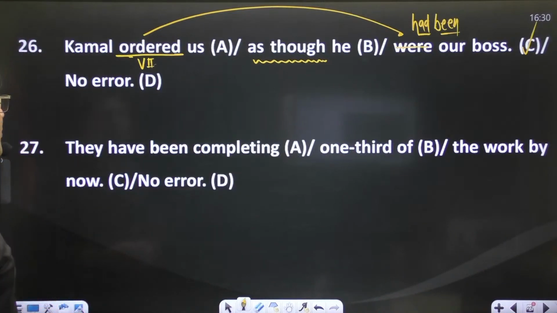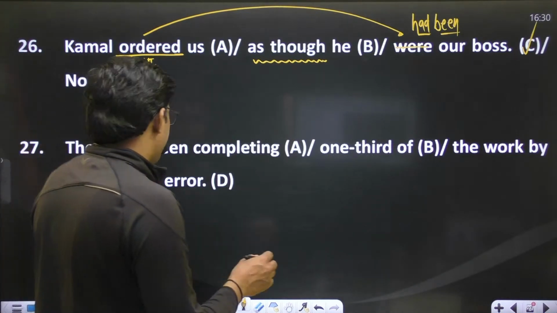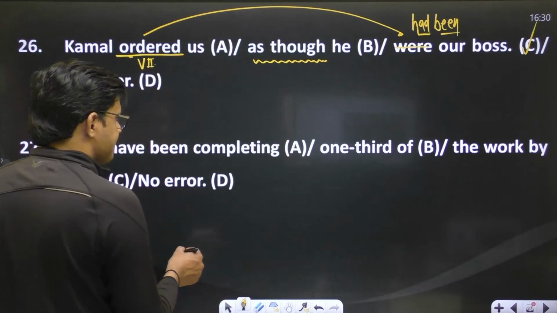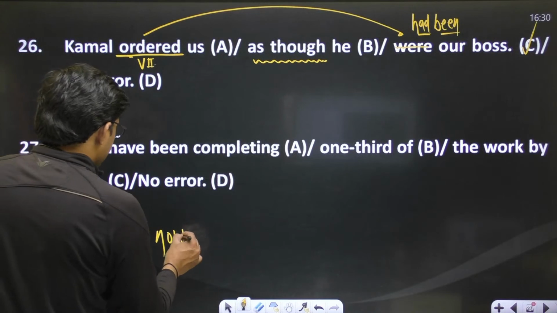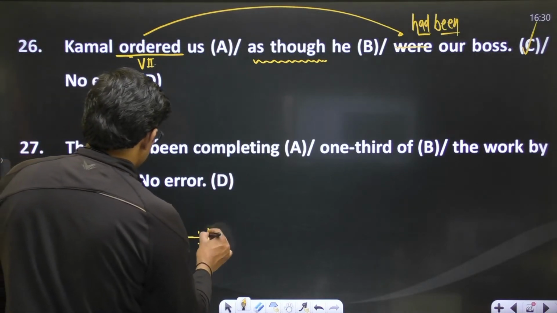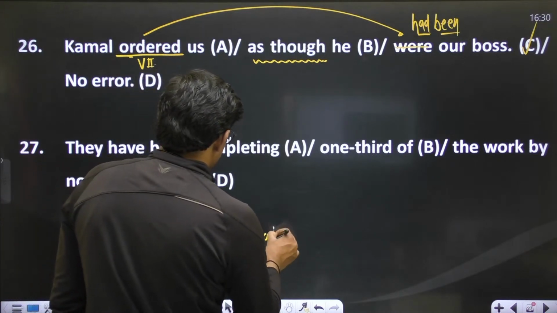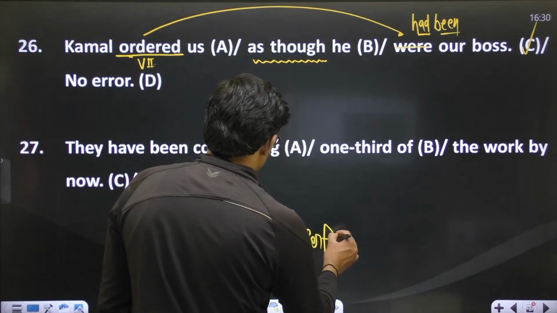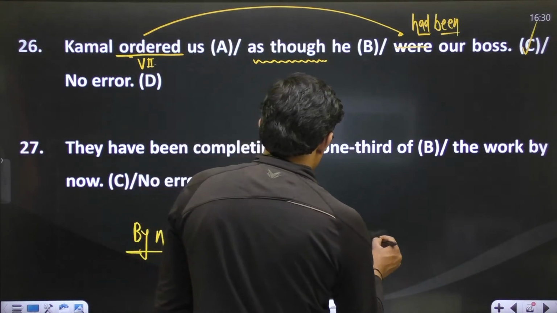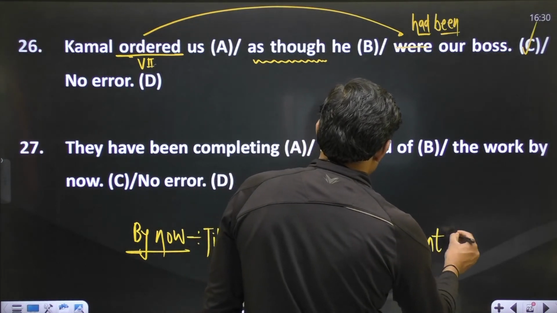They have been completing 1/3 of the work by now. Okay, this word, by now, shows the sense of till, and it denotes a deadline, or you can say it shows perfection. And to show perfection, we use present perfect tense.